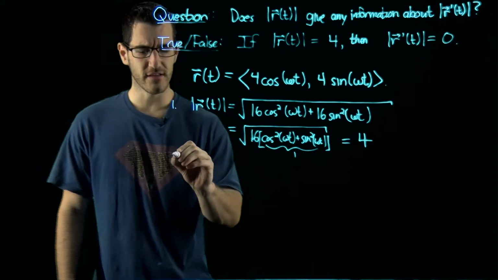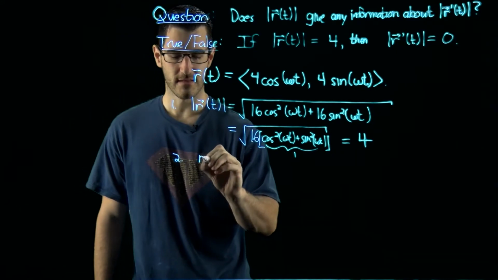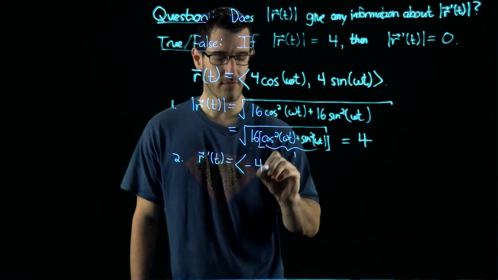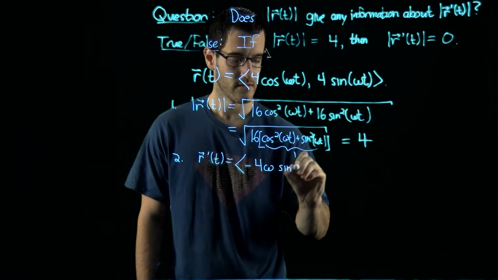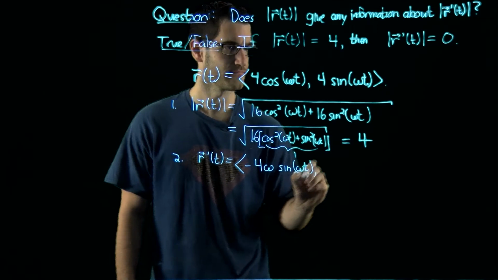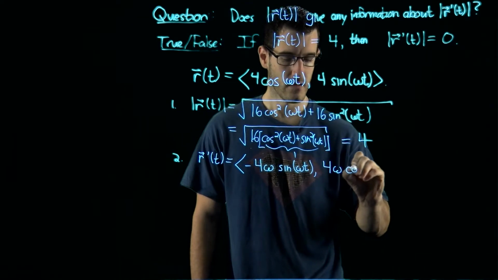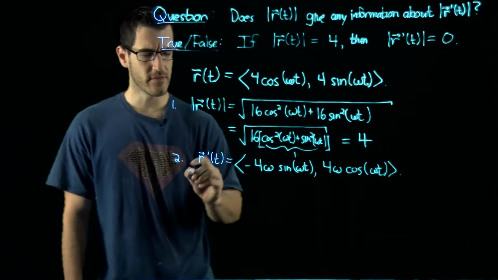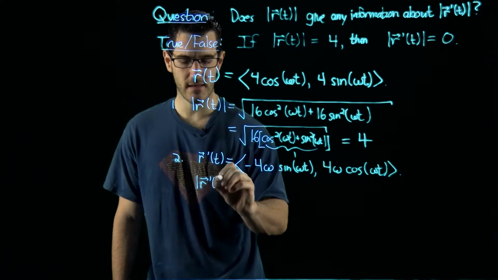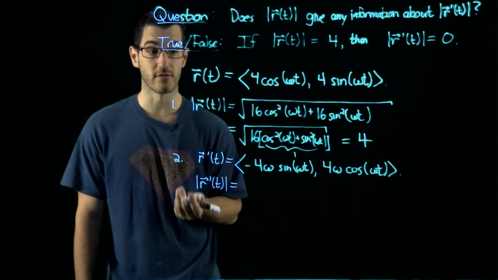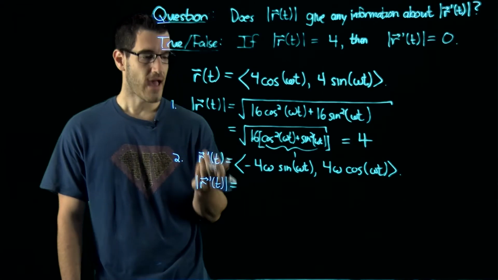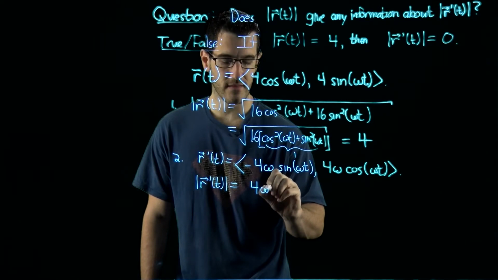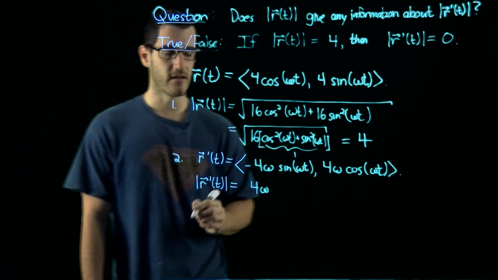So now let's actually look at what r prime is. So r prime of t is not particularly bad to compute here. It's just minus 4 omega sine omega t, 4 omega cosine of omega t. And we can compute the magnitude. The calculation is very similar to the one directly above it. We square both components, add them together, use that Pythagorean trig identity, and at the end of the day, we're going to get 4 times omega.